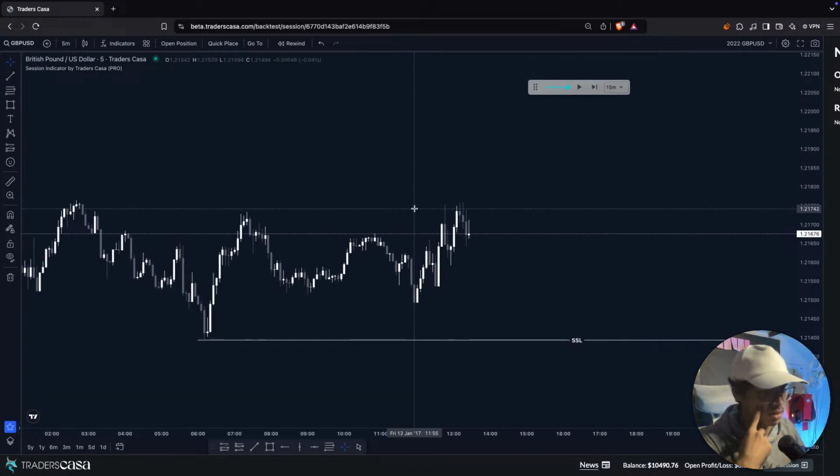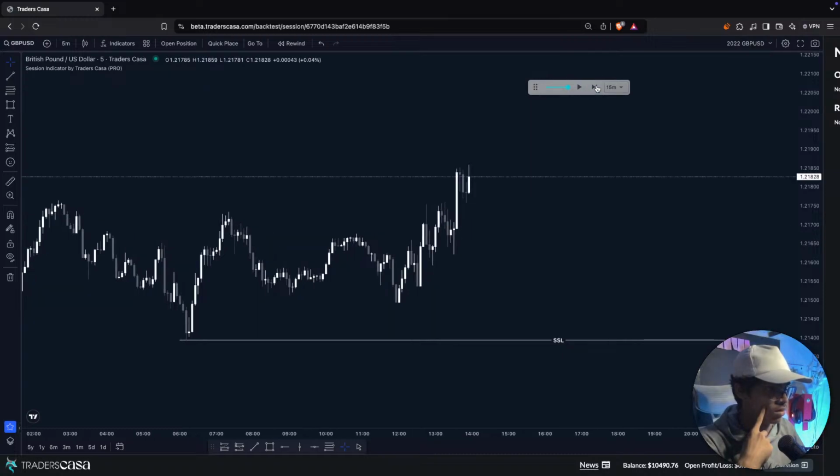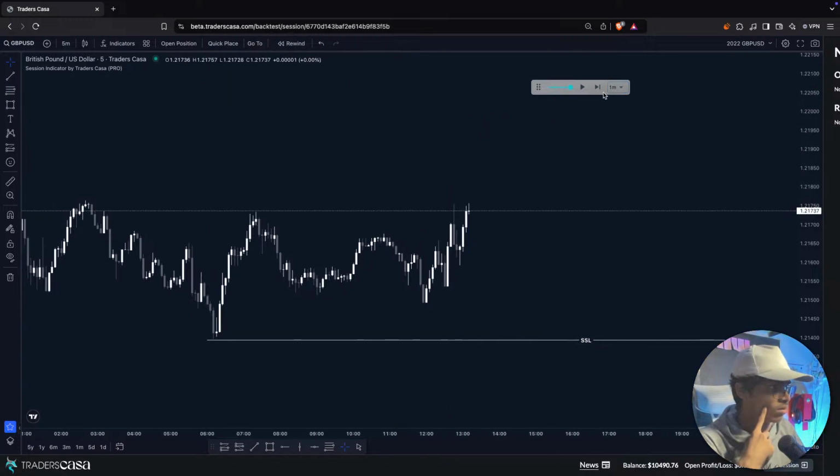Is there any market structure shift that has happened? It's 1 minute. I should have set it at 1 minute. Let me rewind the price. I am rewinding the price right now because I already knew a market structure shift had happened, but I was on the 15-minute time frame. That's why the price went very fast, so I didn't notice it. Let me just do it slowly.